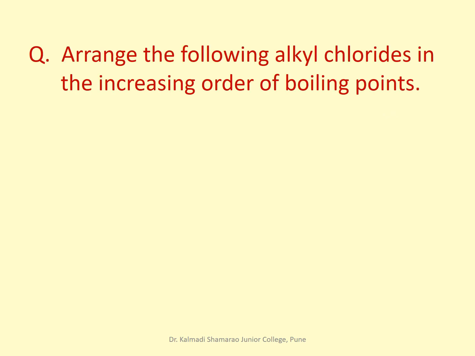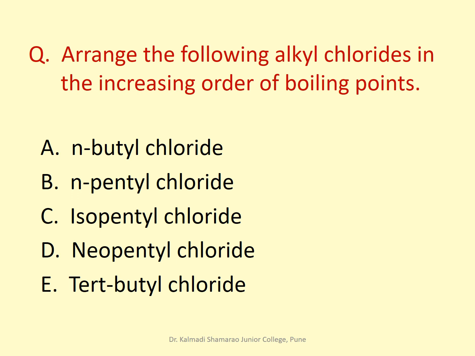Based on what we have studied now, here is a question for you. Arrange the following alkyl chlorides in the increasing order of boiling points. Let me tell you one thing before you start solving the question. The first step is to draw the structures of these molecules. Then apply the first rule, that is, boiling point increases with increase in the number of carbon atoms. Then, if there are isomers, apply the second rule, that is, branching decreases the boiling point.